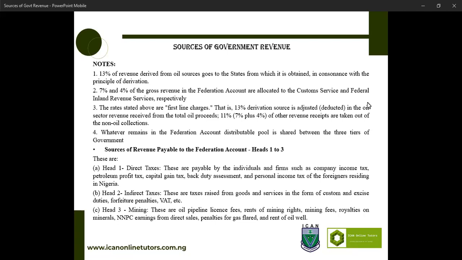So what are the revenues that we collect into the federation account? They include the direct tax, the indirect tax, and mining. Are you there? And the types of these taxes are split in this slide. As direct tax, we have the capital gains tax, petroleum profit tax, the personal income tax, the company income tax. We have the indirect tax, which is on goods and services, customs duties, excise duties, forfeiture penalties, VAT. We have mining, which relates to all oil revenues.